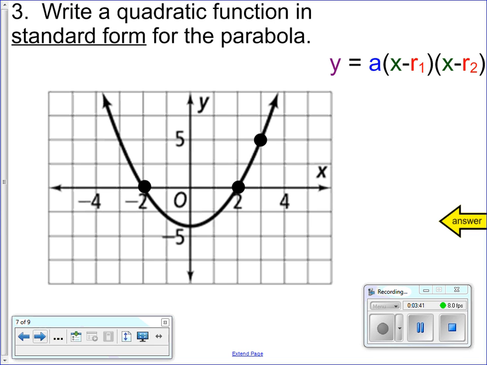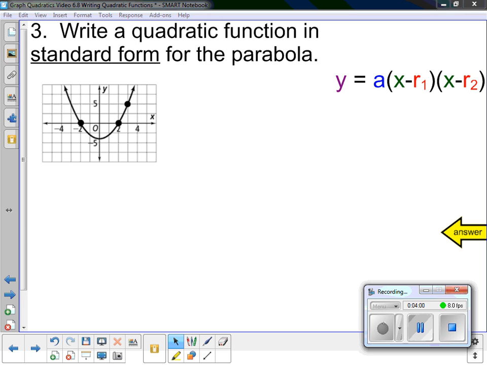All right, this time we have a graph. So we have to find our points. It doesn't have our vertex. We can't find our vertex. But we want standard form. But we can find our roots here of -2 and +2. And we can use this point of 3, 5. Make that graph a little smaller. And so we'll fill in.